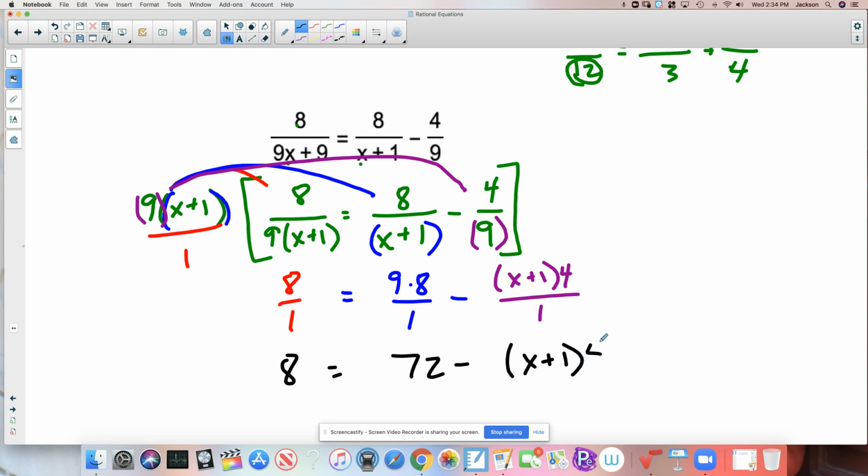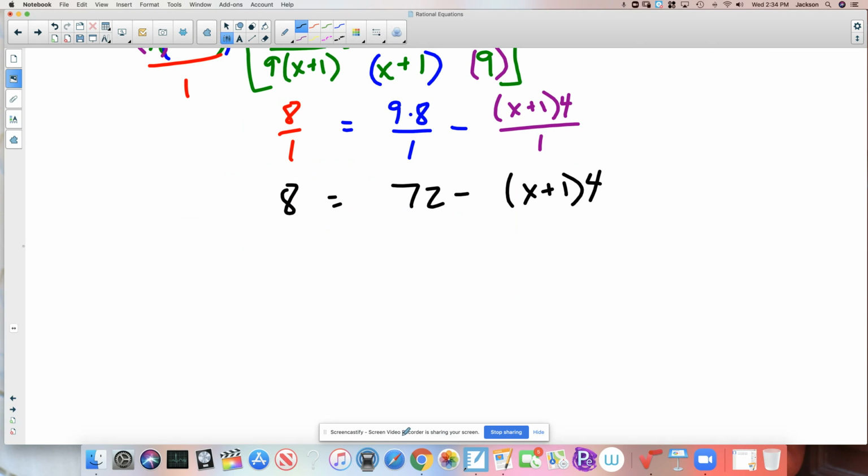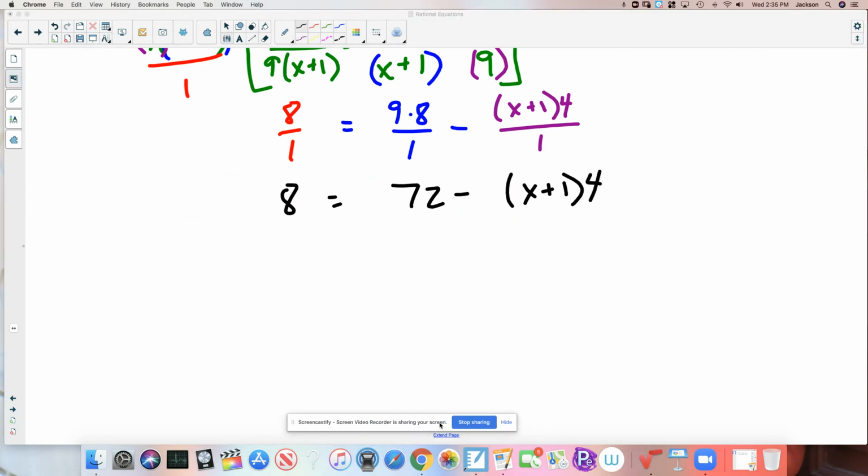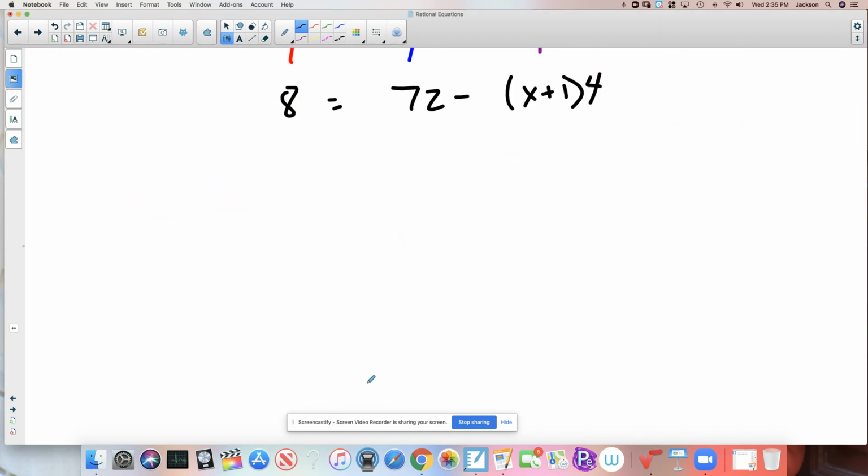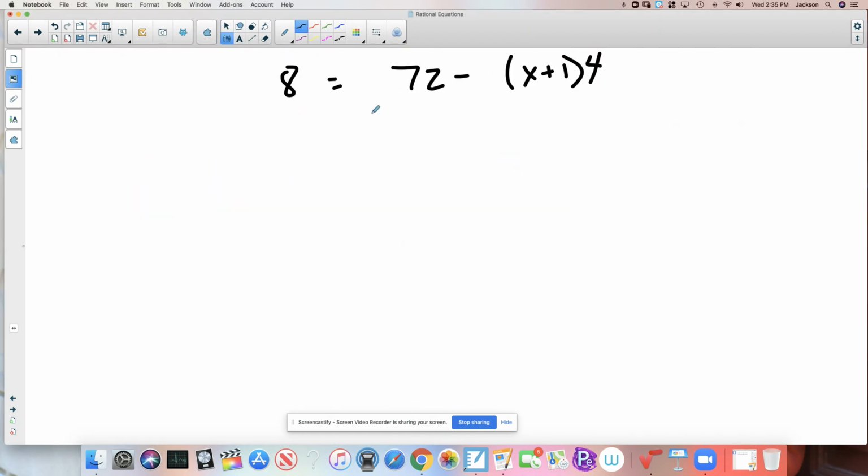Okay, now when we're doing this, let's take this one to the end, because there is one of these, how should we say, pitfalls that we often see when we're solving these equations. So this is the situation we're at right now. So we have 8 equals 72. I'm going to distribute this 4 into the parentheses. So we have minus. Now I'm subtracting this product, right?